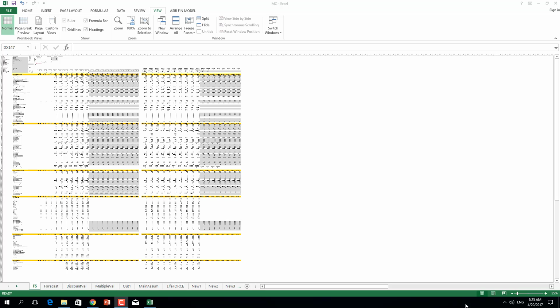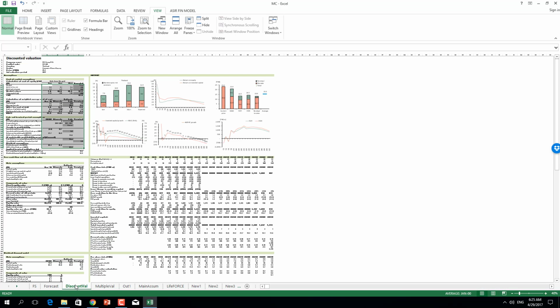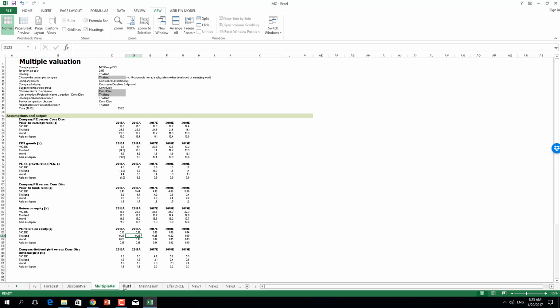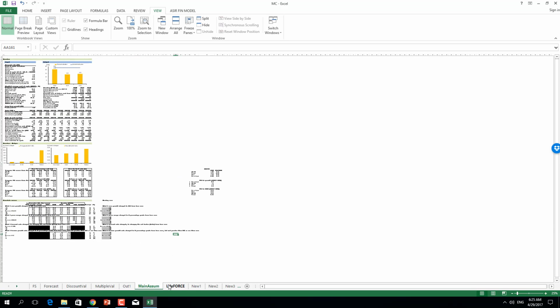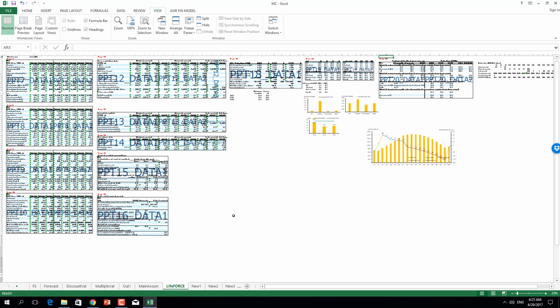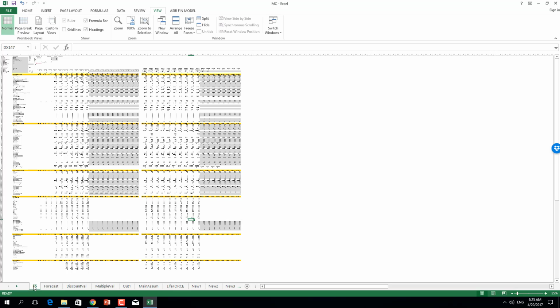And in this section, I'm going to go through a little bit more detail about how to use this model. So to recall, we have the following sheets: FS, forecast, discounted valuation, multiple valuation, the output file, the main assumptions file, and then some pictures that you're going to learn how we paste. Now let's go back to the forecast or the financial statement file.